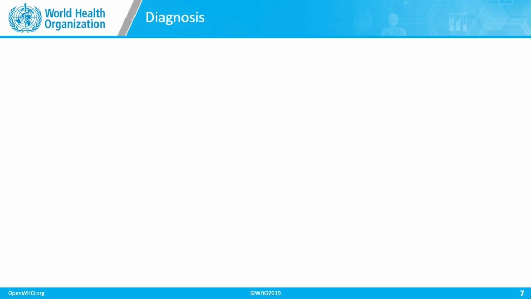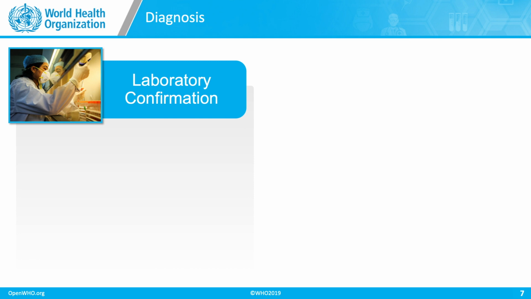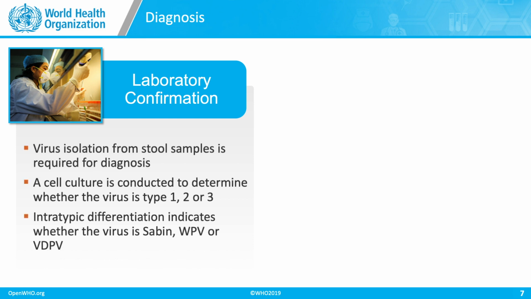Let's now look at diagnosis. Since other neurological diseases may have similar symptoms as paralytic polio, for example, Guillain-Barré or traumatic neuritis, laboratory confirmation is critical to establish the diagnosis of poliomyelitis. First, a virus isolation is needed from stool samples. A cell culture will then be conducted to determine whether the virus is type 1, type 2, or type 3. Then, intratypic differentiation is conducted, enabling identification of wild poliovirus, vaccine-derived poliovirus, or Sabin, the vaccine. Intratypic differentiation is a diagnostic method to differentiate the type of poliovirus by polymerase chain reaction, or PCR.